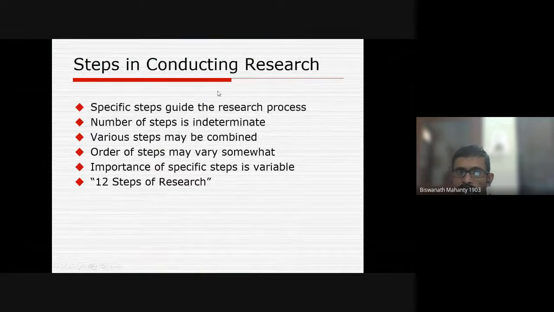Now, here I'll be talking about steps in conducting research. The specific steps guide the research process. Steps means I already told you the steps. Some people will say 12 steps of research. There are many variants in textbooks, but it's not necessarily that you have to follow some strict guidelines. Number of steps is indeterminate, so we cannot really tell how many steps there are. Various steps may be combined, so maybe if you are doing 2 or 3 analyses, you can combine them together. Order of steps may vary somewhat.